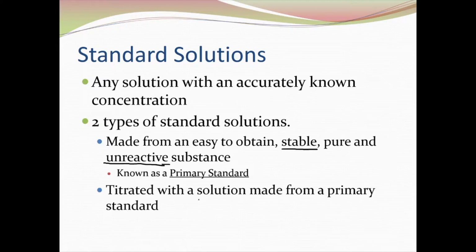The other type of standard is where we use a primary standard and then titrate it to calculate its exact concentration using the primary standard. In the lab, for at least our classes, I tend to use these types of standards because they're usually easy to make. And then from there, that's where we do all of our titrations.